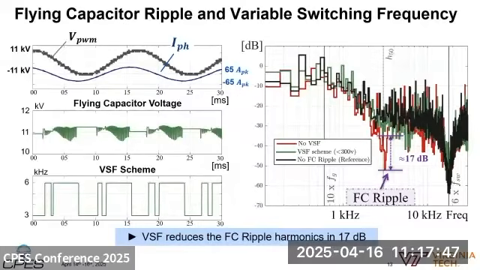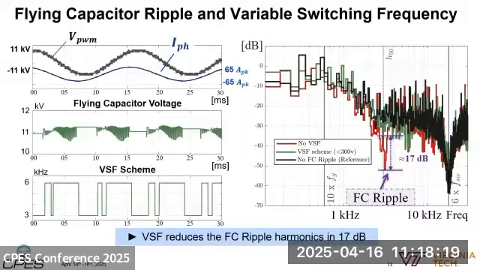Another factor that affects the attenuation requirement, as I said, is the flying capacitor ripple. As you can see, only during certain periods of the fundamental frequency do you have a larger flying capacitor ripple. And then the variable switching frequency scheme is targeted between 6 kilohertz and 3 kilohertz, as you can see. That way, that affects the attenuation requirement on the right side.